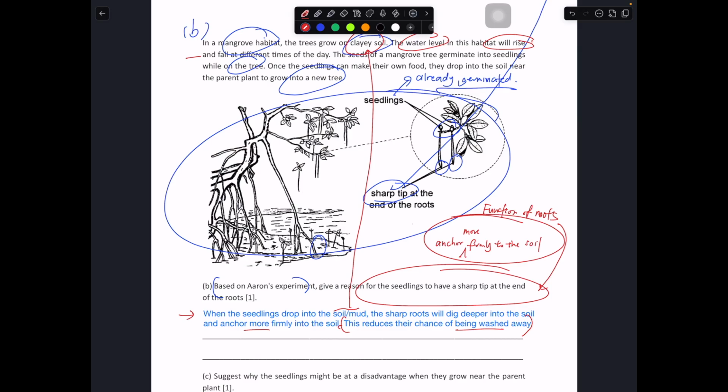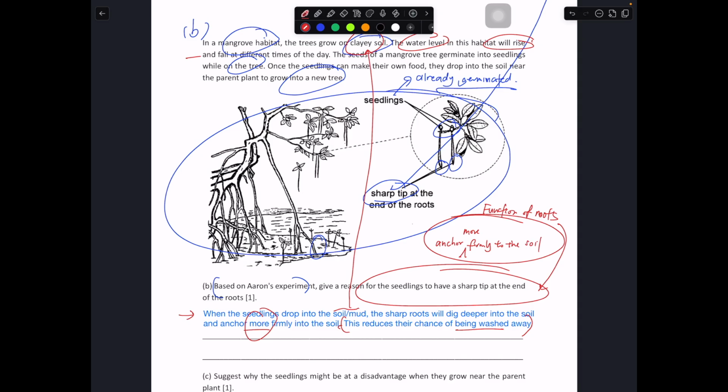Because no matter how sharp it is, if you are not dropped at the correct angle, you may still get washed away. Or if you drop it onto the branches or onto the other parts of the leaf litter found in the mangrove area, you might also get washed off, because this reduces your chance of anchoring firmly to the soil.